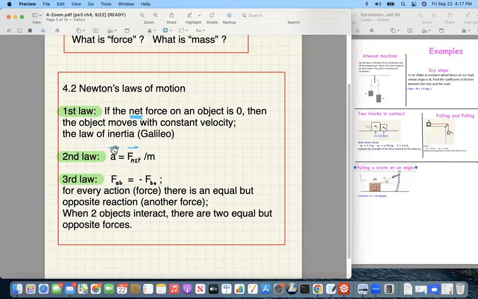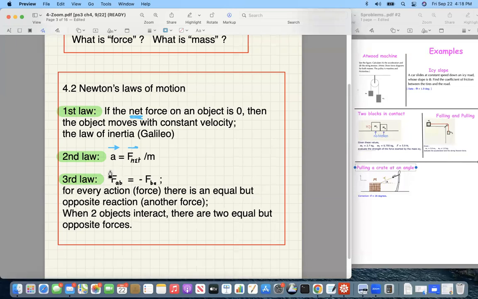And we know from chapter 3 that acceleration and velocity are vectors. Force has to be a vector. Really, it's this equation, Newton's second law, which defines what is a mass and what is a force.